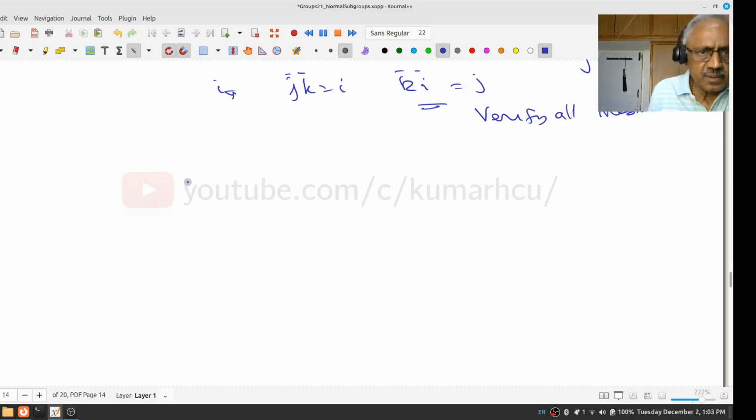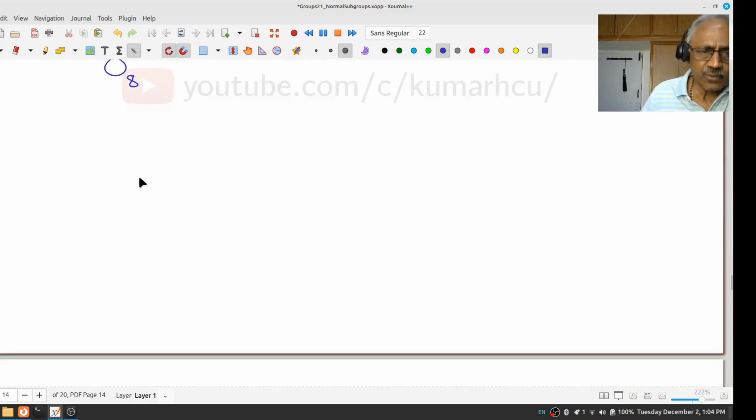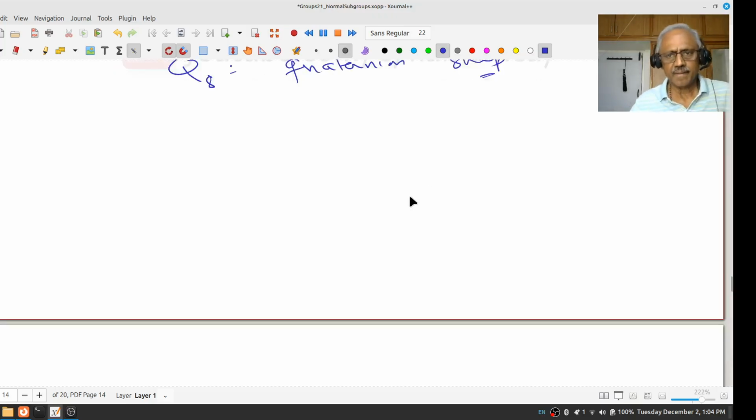Then this becomes a group. I do not know what the notation is. Maybe I'll write Q8 for the quaternion group. Yeah, so let us write Q8. Okay, quaternion. We can check all these things.